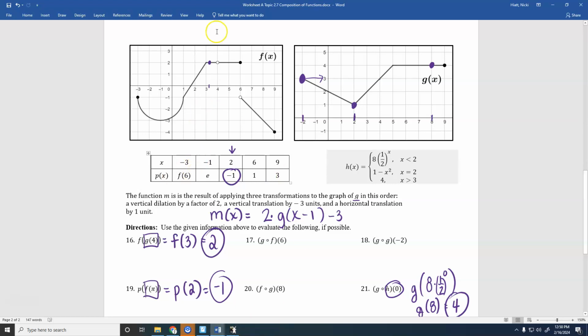Now, I say that. What about f of 6? What is f of 6? f of 6 is 2. f of 6 is not undefined. You do have a hole on this side, but you got a dot there. But f of 4, if you find yourself having to do f of 4, that's undefined. So you would say undefined.